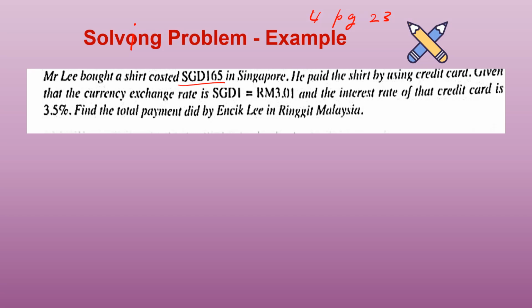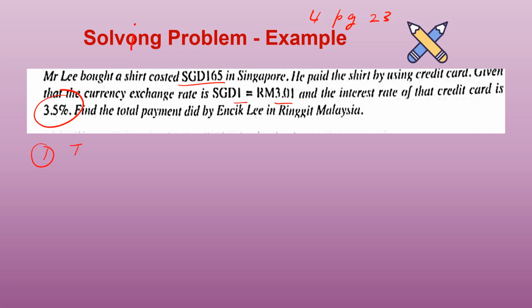He paid the shirt by using credit card. Given that the currency exchange rate is Singapore dollar 1 equals to RM 3 ringgit 0.1 cent, and the interest rate of that credit card is 3.5%. Find the total payment due by Encik Lee in ringgit Malaysia.